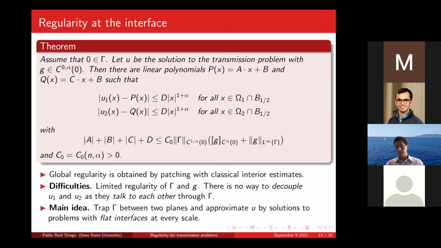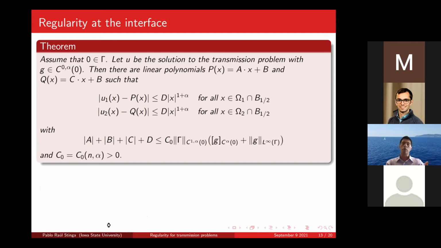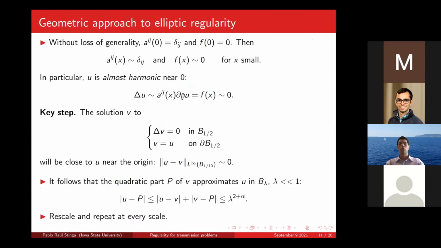Now, what is the idea? The idea, as I said, is to develop the geometric argument of zooming in, right? So the idea is to trap gamma between two planes and approximate U by solutions to problems with flat interfaces. So this is the parallel of the harmonic function before, right? Here I have my solution U, and I approximate it by good solutions, so solutions to the Laplace equation.